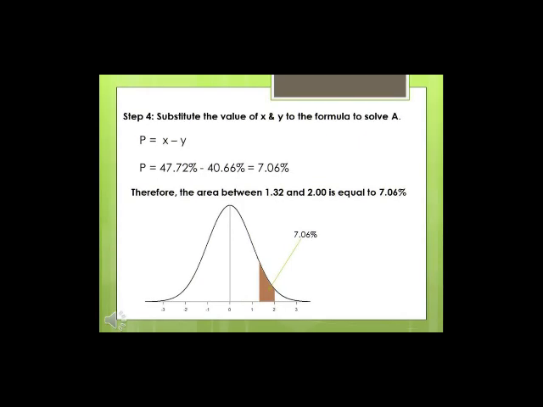Now let us substitute the values of X and Y in the equation we formed earlier. The equation is P equals X minus Y. So, P is equal to 47.72% minus 40.66%, and the difference is 7.06%. Therefore, the area bounded by 1.32 and 2.00 is equal to 7.06%.